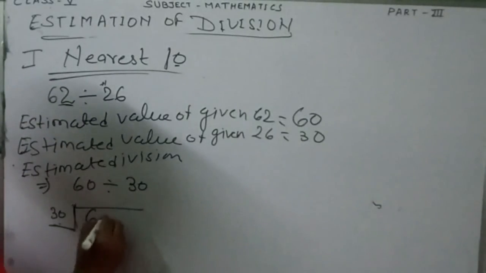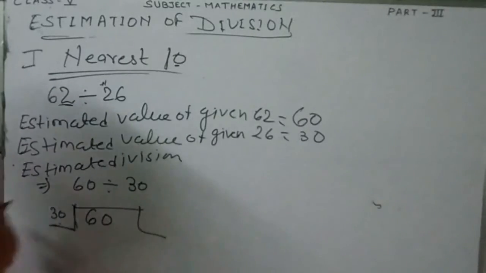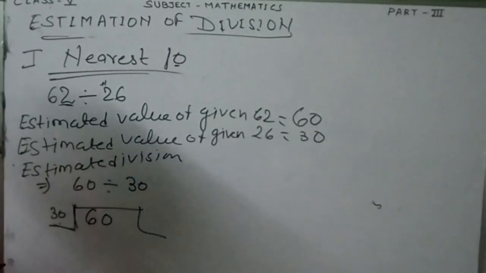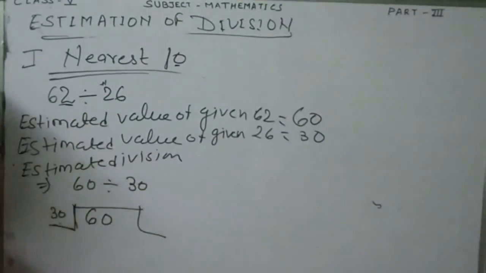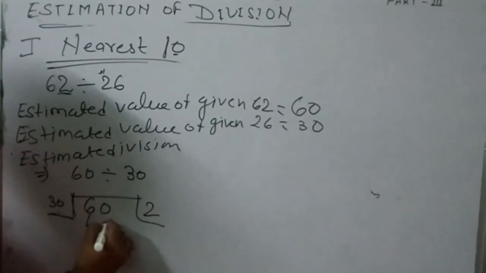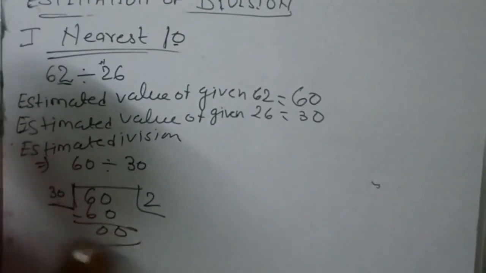and here we have to write the 60. Read the table of 30. If you don't know it, multiply with 1 or 2 and see how many times it will be. 3 ones are 30, 3 twos are 60. Remainder will be 0. Okay.